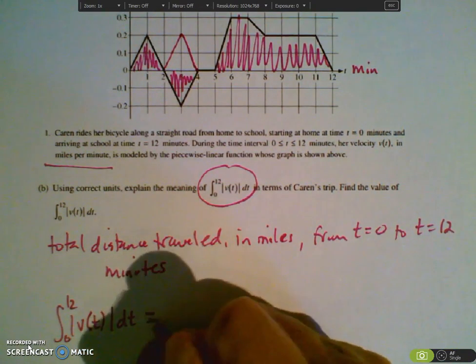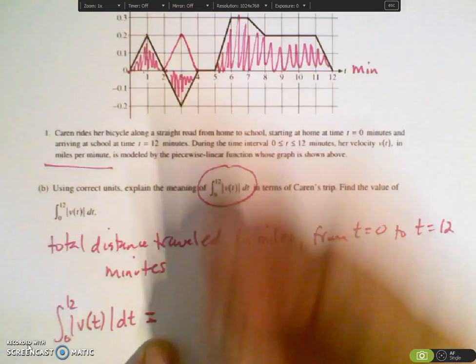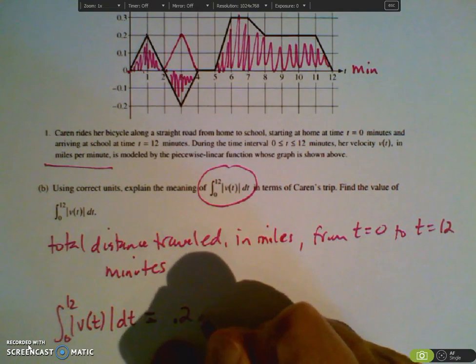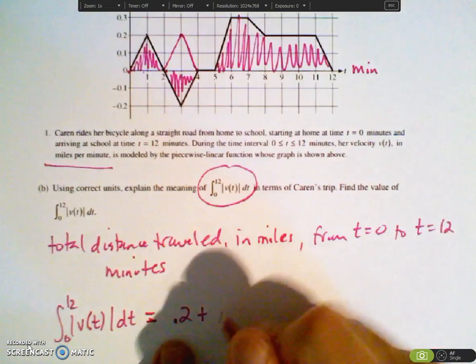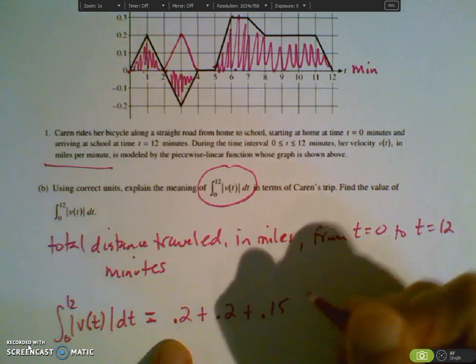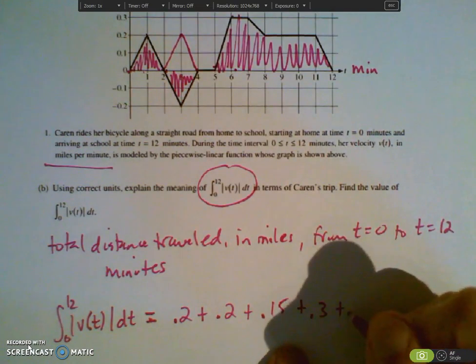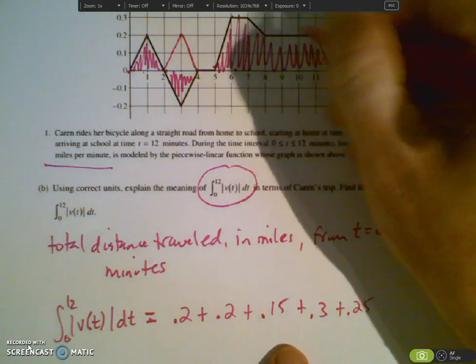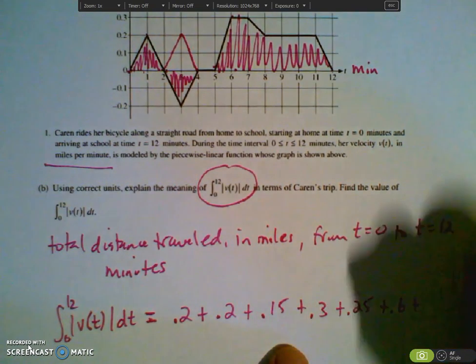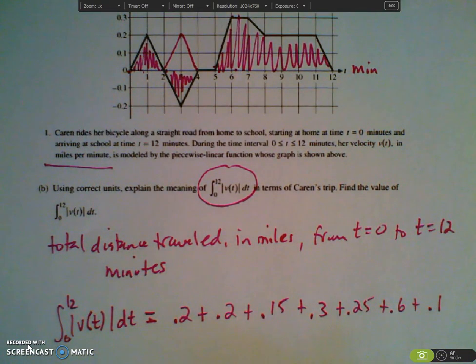Calculating the area of each one of these little regions, for example, starting with this triangle, is 1/2 the base of 2 times the height of 0.2. Gives me a value of 0.2. Plus, this next region would have the same amount of area. Plus, I have another triangle, which is 0.15. Then I have 0.3. Here I've got 0.25 square units of area. This rectangle here is 0.6. And then finally, this rectangle right here is 0.1. Remember, it's fine for us to leave our answers in this form. We don't actually have to do the arithmetic to come up with a final answer.